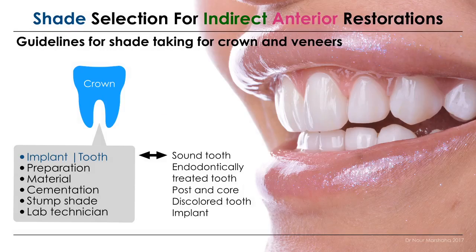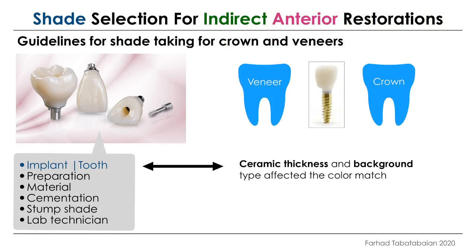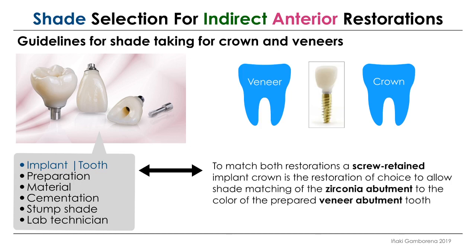We're starting with the crown. For the crown, it may be a sound or endodontically treated tooth, colored or discolored, or an implant. If it's an implant, it's important to note that the restoration thickness depends on the amount of tooth core reduction, and the background is related to the tooth core foundation. So to match both restorations, the screw-retained restoration veneer is built up in the same manner as laminated veneers. This situation becomes more challenging when a veneer restoration has to be fabricated next to an anterior implant crown.